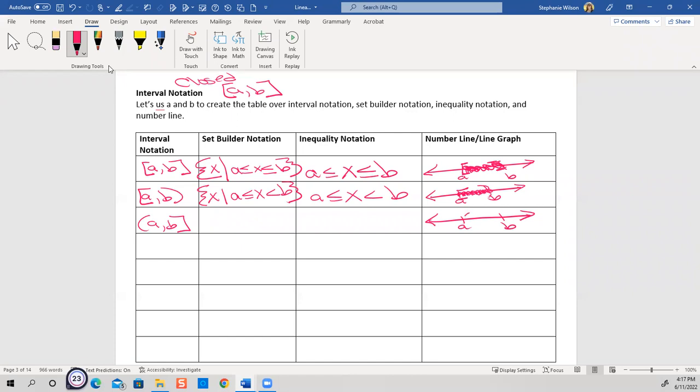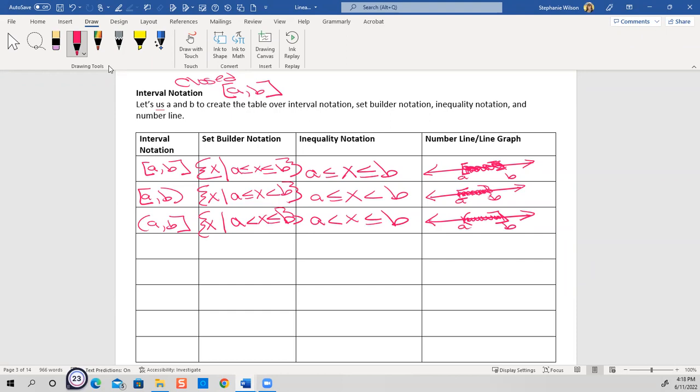So it says A is open, so I'm going to have a parenthesis. That means we're not including A, but we're getting close to it. B has a bracket on it, so that tells me B is included. Okay, so let's come over here and do the set builder notation. So we have this set that builds on X, where A is less than X, less than or equal to B. So my inequality notation is A is less than X, which is less than or equal to B.